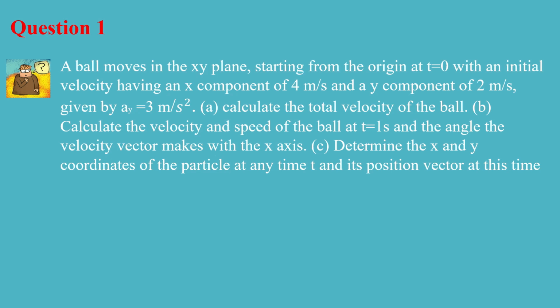In this problem, a ball starts at the origin. It moves in the x and y direction, and in the y direction it has an acceleration of 3 meters per second squared. In the first part, you need to calculate the total velocity of the ball. Let's see how you can solve it.